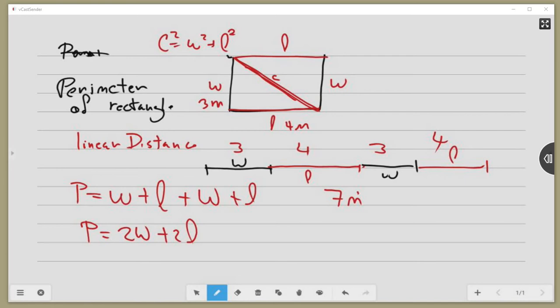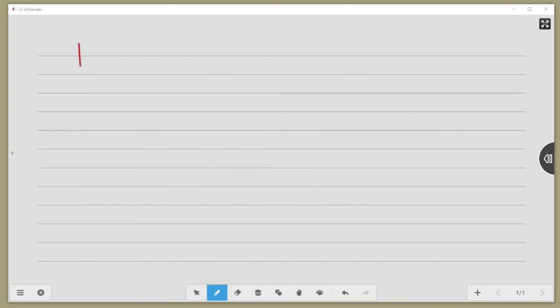It makes sense, doesn't it? It's just straightening it out. Okay. All right, now I want you to find the perimeter of this.